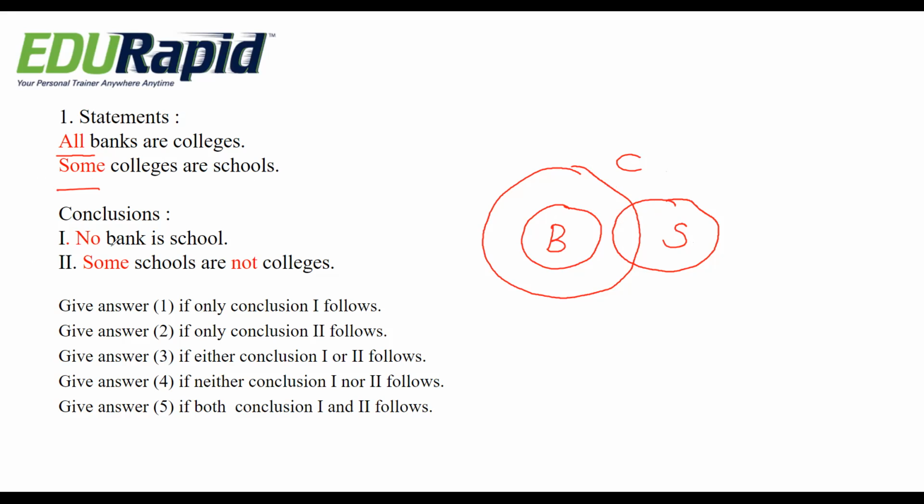Coming to the conclusion. First conclusion, they are telling no bank is school. No bank is school. That means it does not follow, because there may be a possibility that some banks are schools. We cannot say strictly that no bank is school. So we cannot say that.